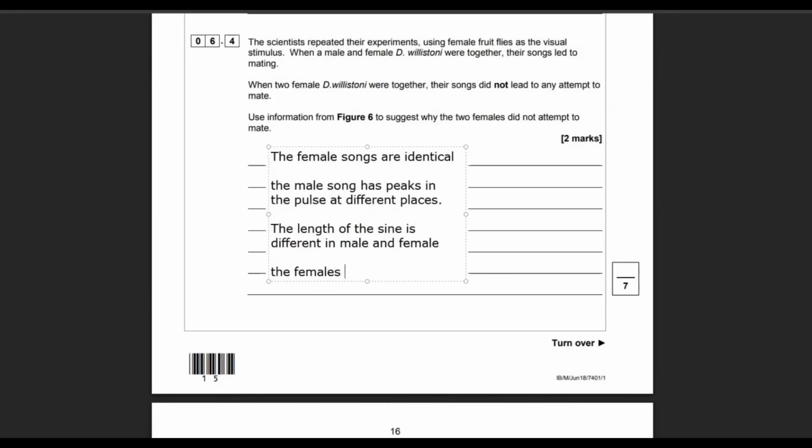The females cannot recognize a male song as no males are there. So they're listening out and the other one is singing at them. They're going, no, you're female, you're not a male. I'm not getting it down. Basically, the females cannot recognize a male song as no males are there. So no mating occurs. So that's why they don't even bother attempting to mate.